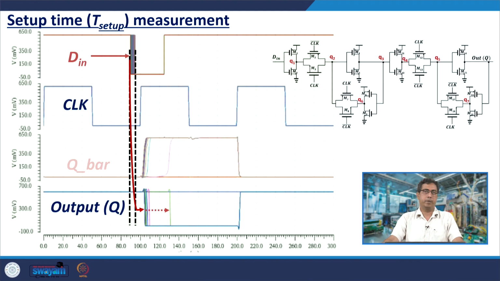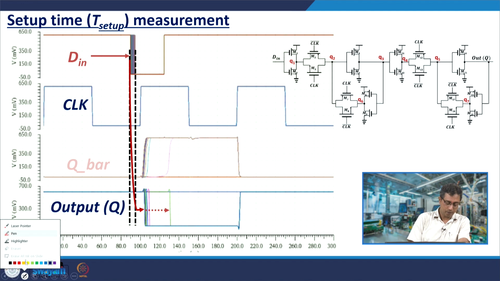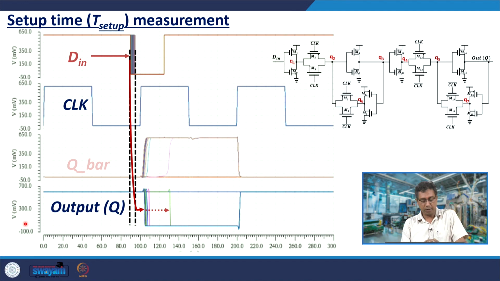So, how does that happen? Here we are looking at a scenario. These are again simulation results using the 65 nanometer commercial PDK. So, this is the data. These are now for near threshold voltages. It is not exactly near threshold, but it is a low voltage operation that you are seeing. Here the value of D in is changing quite close to the clock, as you can see.